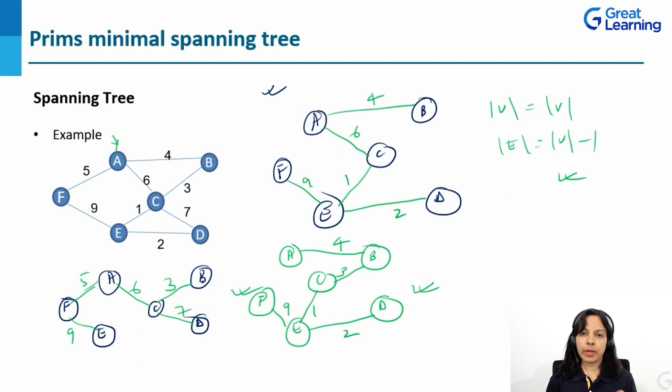So you can see all the spanning trees are different in look, right? But this constraint, that the number of vertices is the same as the total number of vertices and the total number of edges is one less than the total number of vertices in the spanning tree, always holds true. So this is how we construct a spanning tree.